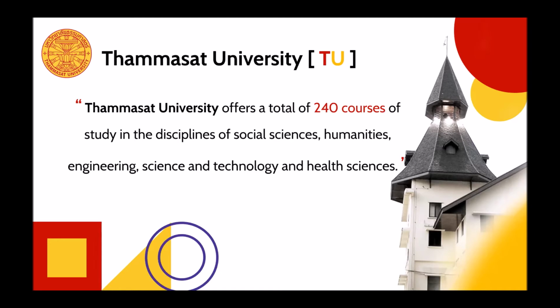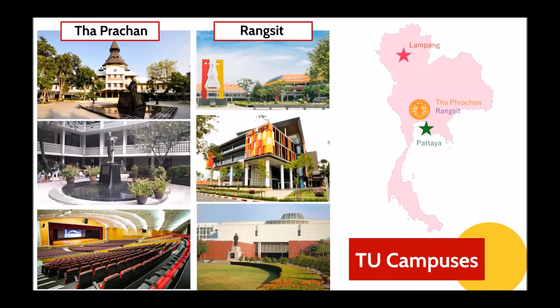Thammasat University offers a total of 240 courses. That's a lot, in the fields of social science, humanities, engineering, science and technology, and health science. And these are some pictures of Tha Prajan campus and Rangsit campus. You can see that Lampang campus is in the north and Pattaya is a little bit lower, over here.